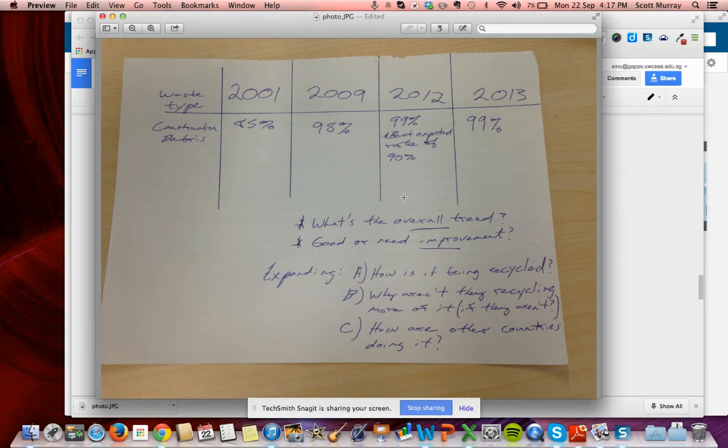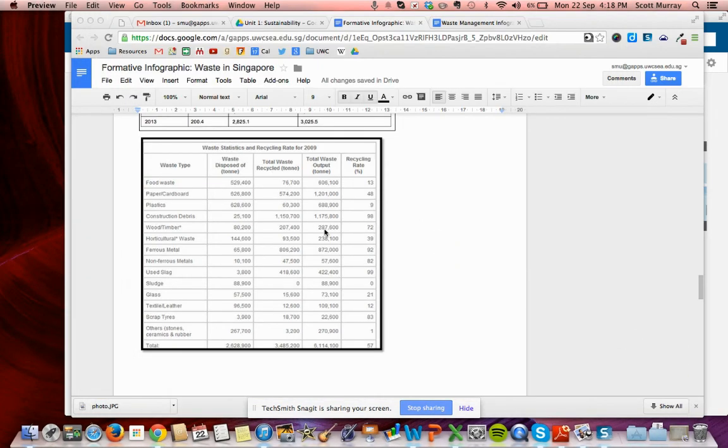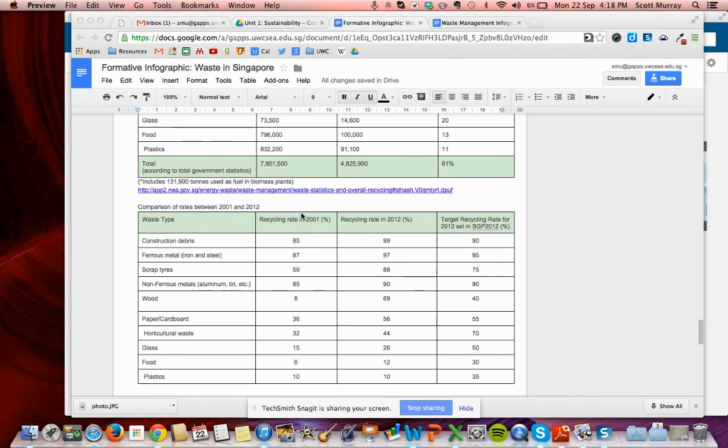Like I said, there are 4 years where the data is provided: 2001, 2009, 2012, 2013. So I've gone ahead and decided, okay, I'm going to look at construction debris. In 2001, 85% of the construction debris was recycled. Just so you see where I got that, that number came from here. It's right here, 85.